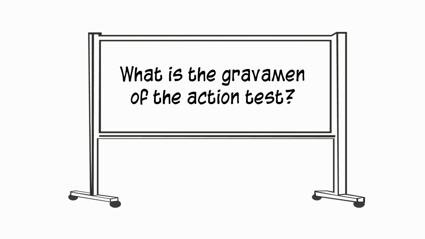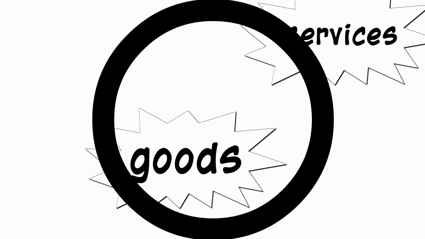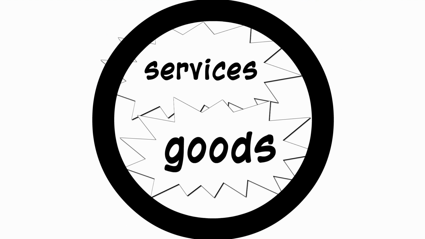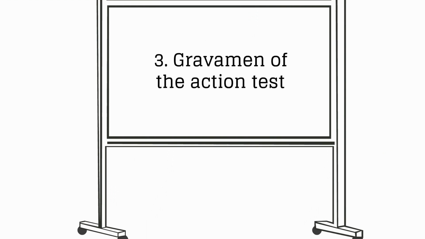In this video, we will discuss the gravamen of the action test. This is a test applied by some courts to determine whether the UCC applies to a lawsuit involving a mixed transaction. So remember, a mixed or hybrid transaction includes both goods and services. For most law school courses, you need to know the predominance test and the component approach to mixed transactions. But you might also need to know the gravamen of the action test.